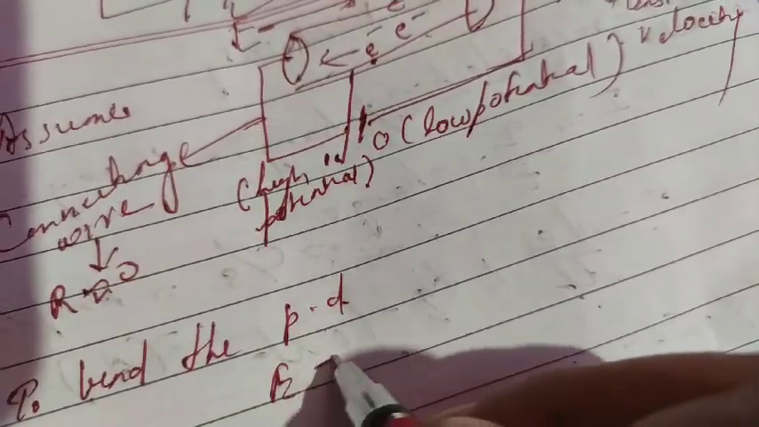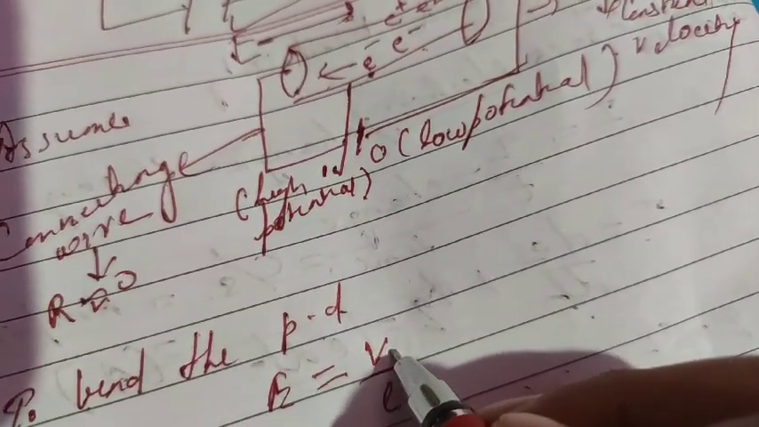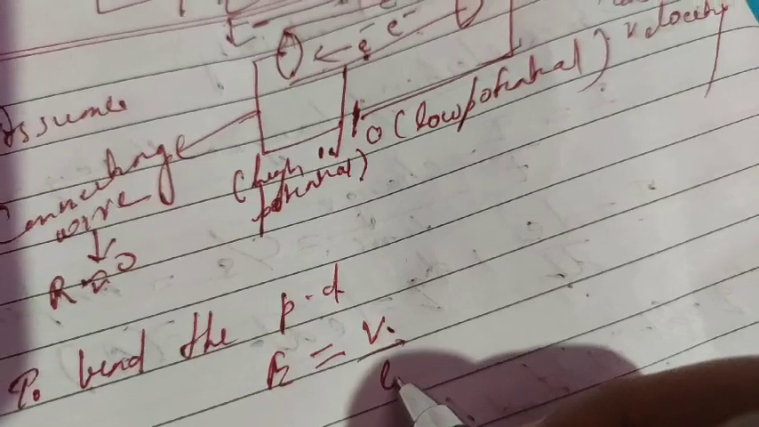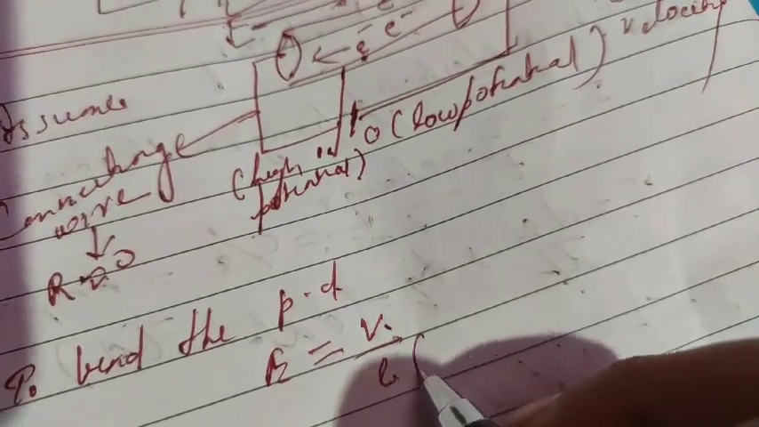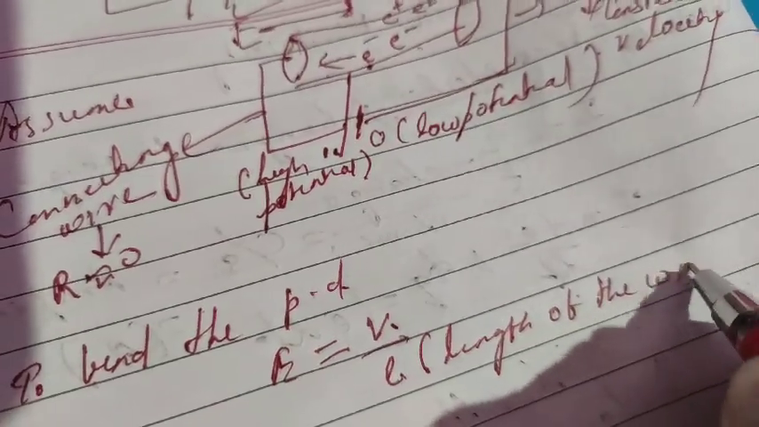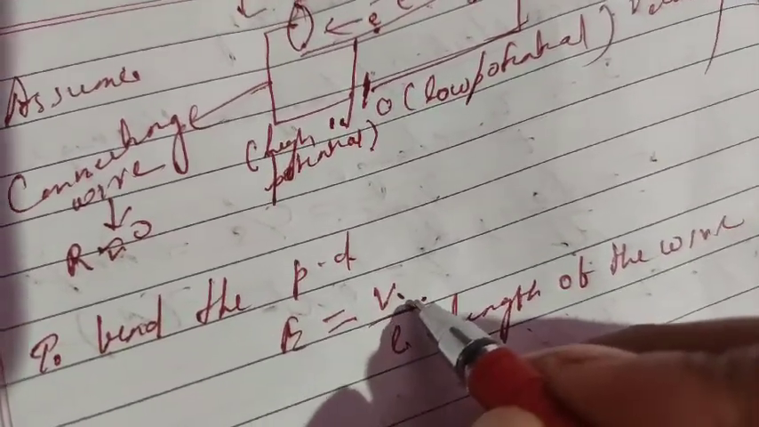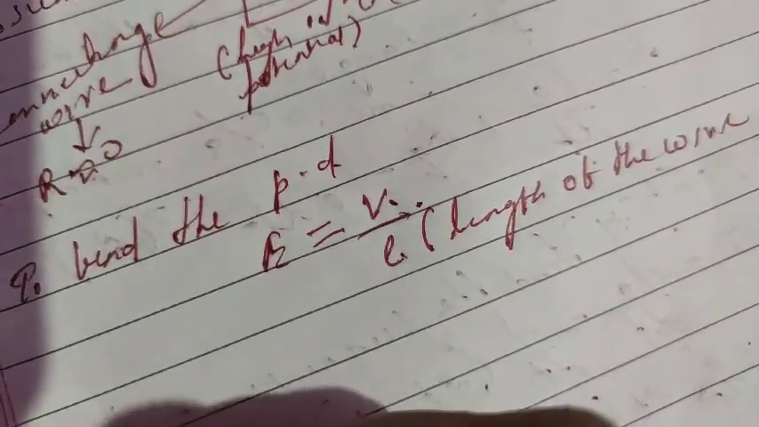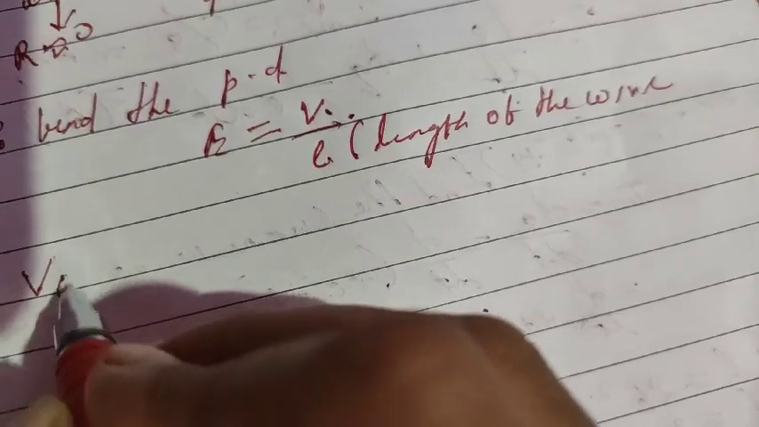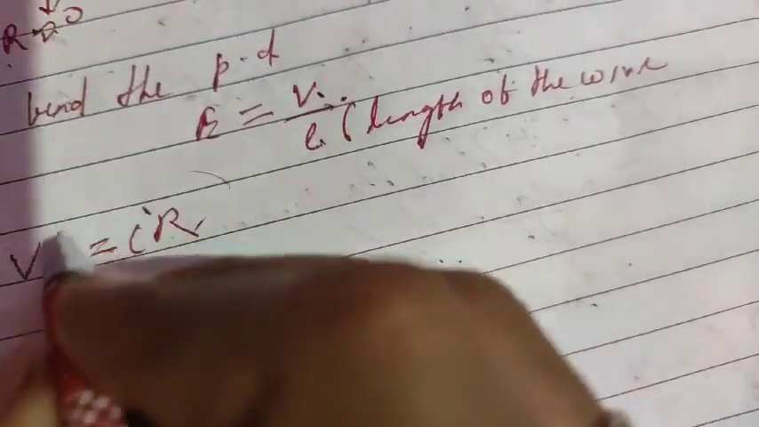We know that electric field is equal to V by L. What is V, student, here? V is the potential, L is the length of the wire. Length of the wire, clear? And V is the potential, okay? So initially we can take the formula V is equal to IR, okay? So what happens here, student?